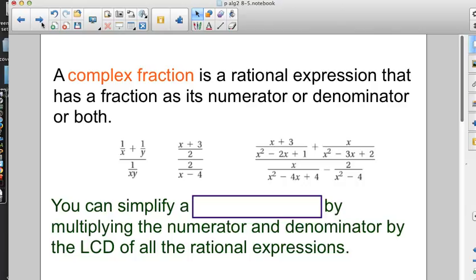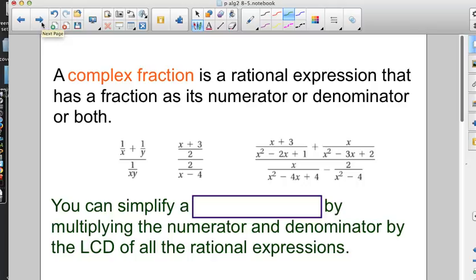So a complex fraction is a rational expression that has a fraction in its numerator, denominator, or both. You know, it's a mix and match thing. So we're seeing fractions within fractions here. Definitely ACTs. They always put these on the ACTs. It's just one of those things. So when you look at this, don't be scared.